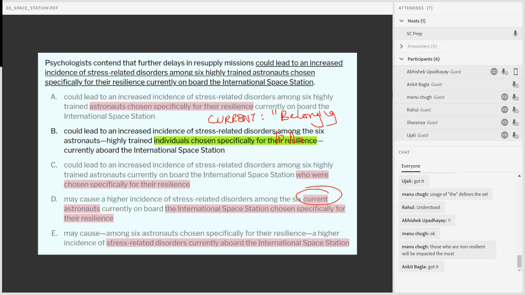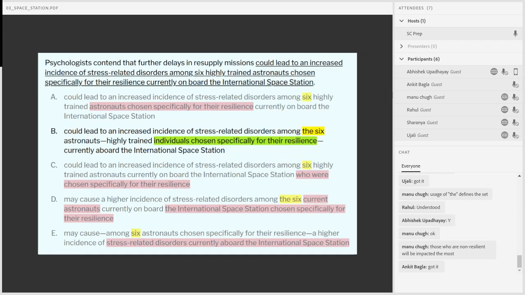Now, this would come back to that discussion we were having about adjectives and adverbs. Without becoming too technical, what we want to say is they are currently on board. We don't want to call them current astronauts. Current astronauts would mean they are astronauts belonging to the current era, like when you say current affairs, right? It's belonging to the present time period. We don't want to say these astronauts are belonging to the present time period. We want to say that they are currently on board.